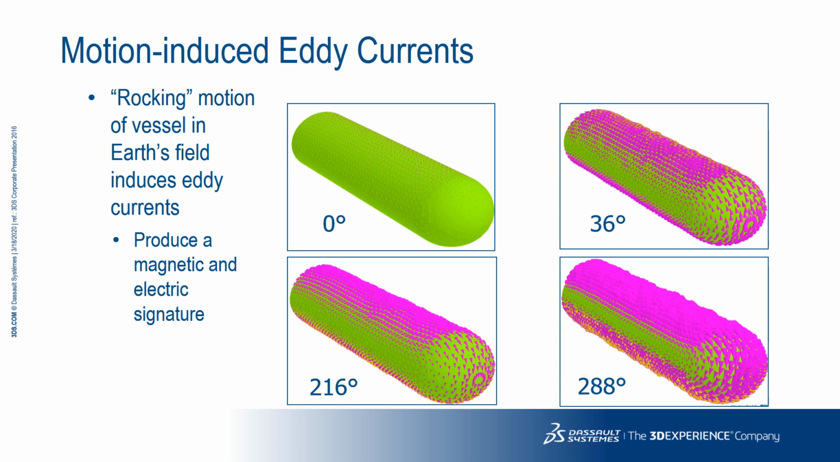Typically, the most efficient way to model this is to leave the vessel stationary, then apply a moving magnetic field to simulate rocking. Remember to add other conducting materials to the static signature model, such as any aluminium superstructure.